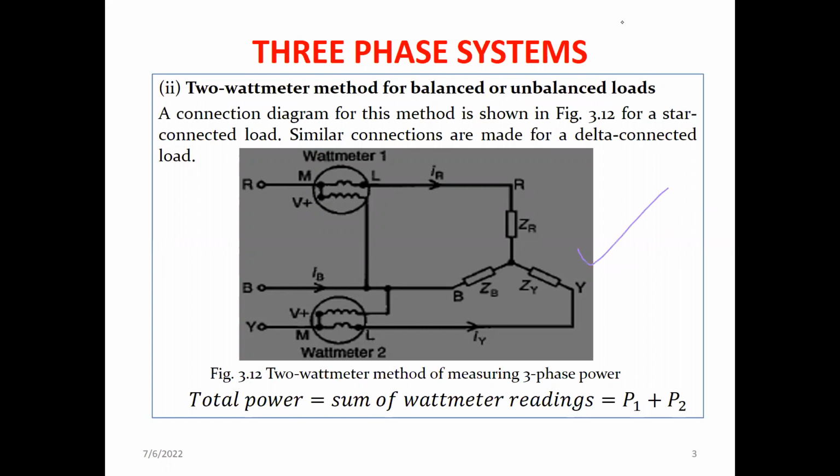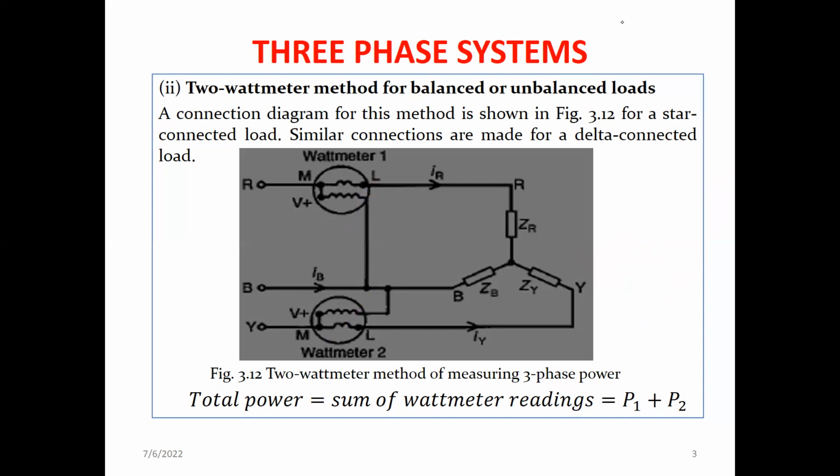This is star connected. This is a star connection of a two-wattmeter method. Here we have wattmeter 1 and wattmeter 2. This is how the connection is done for either balanced or unbalanced loads.